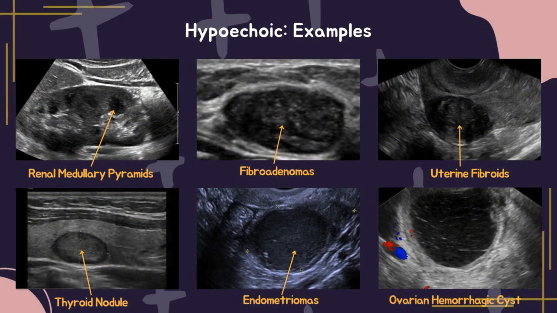Examples of common hypoechoic structures seen on the ultrasound include renal medullary pyramids, fibroadenomas within the breast tissue, uterine fibroids, thyroid nodules, endometriomas within the ovarian echoes, and ovarian hemorrhagic cysts.